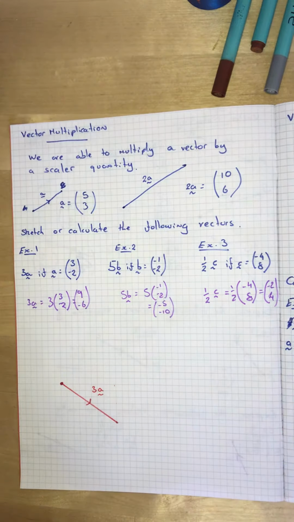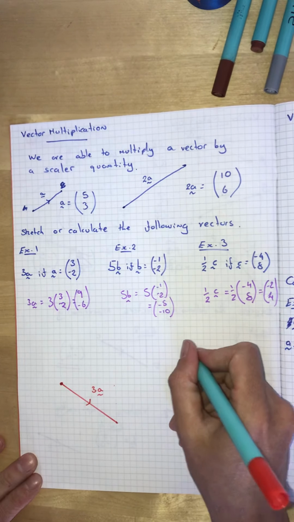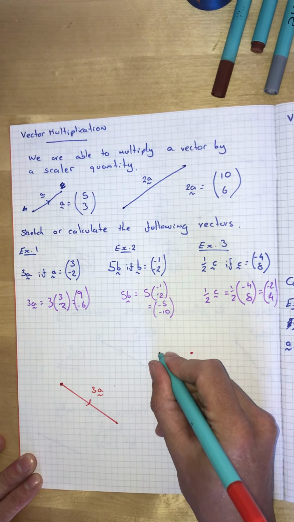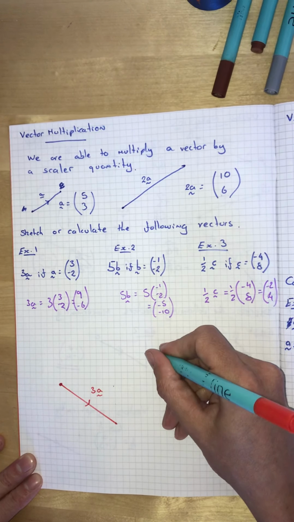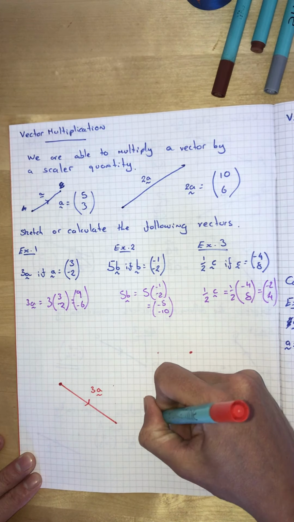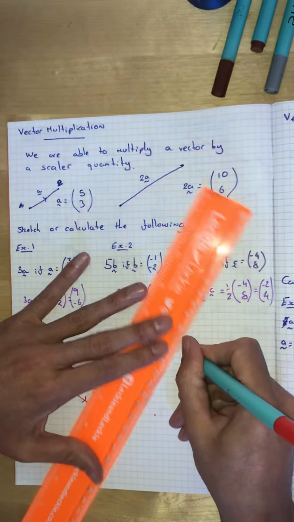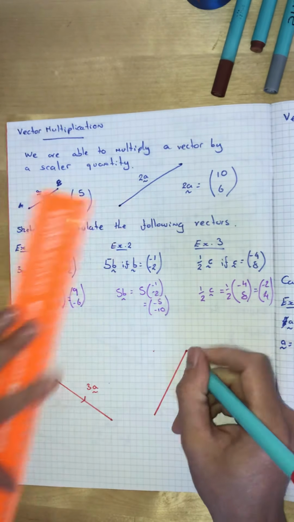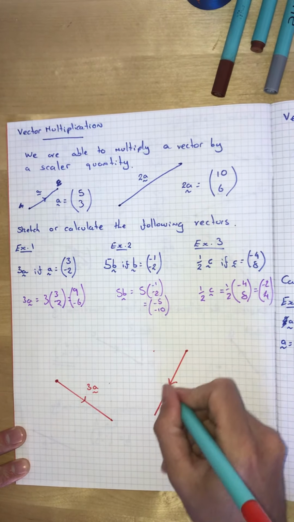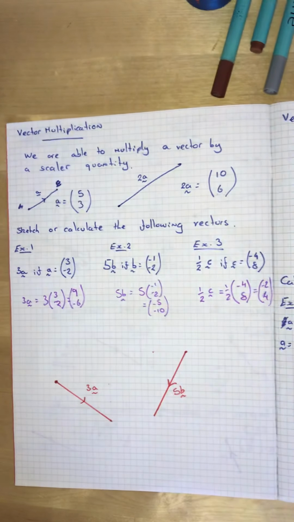We did 5b. It's negative 5, negative 10. So let's start here. 1, 2, 3, 4, 5. And then down 10. 1, 2, 3, 4, 5, 6, 7, 8, 9, 10. So start up here. Direction of the vector. And then that's the vector 5b.